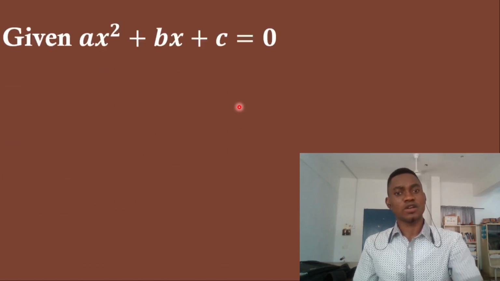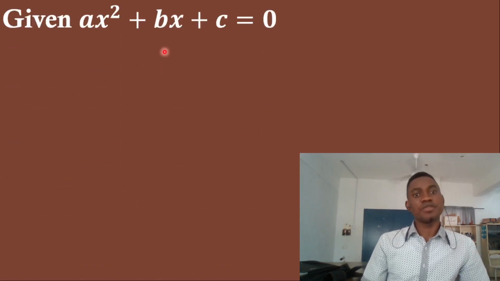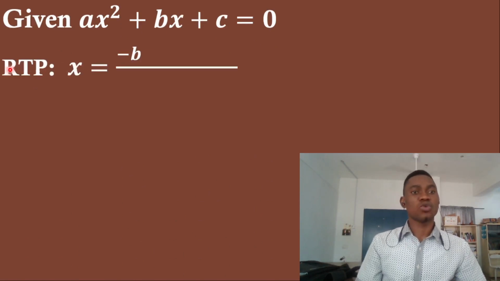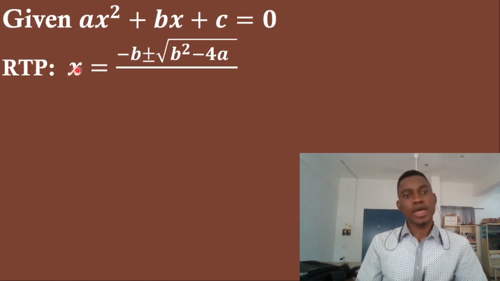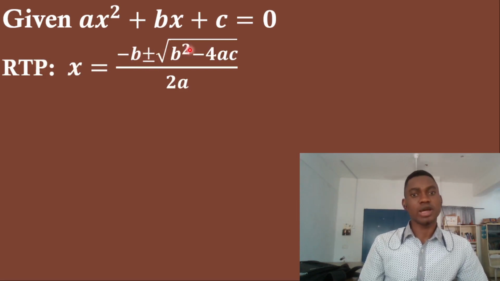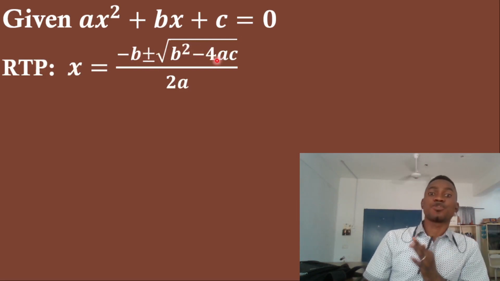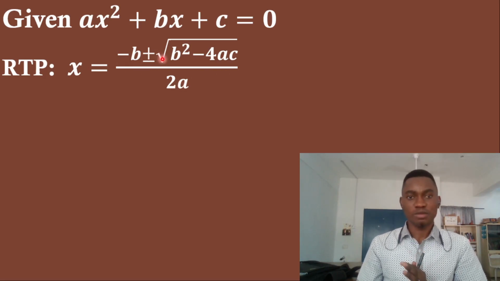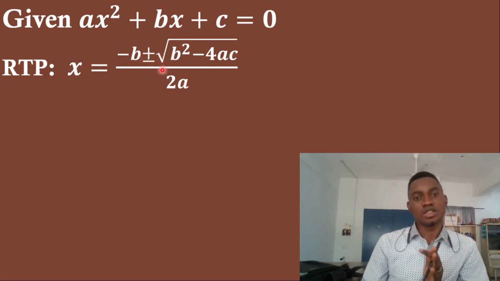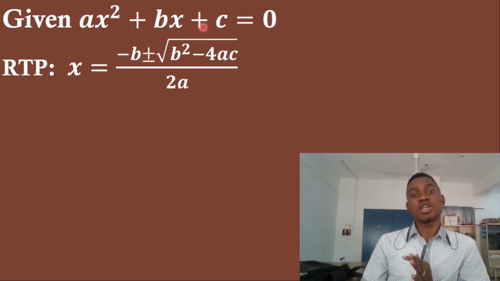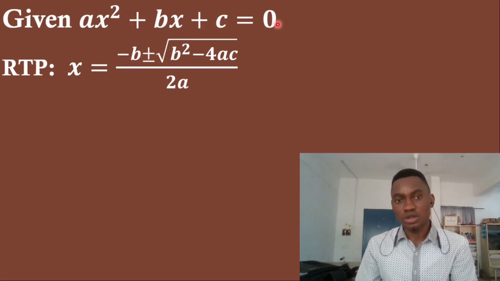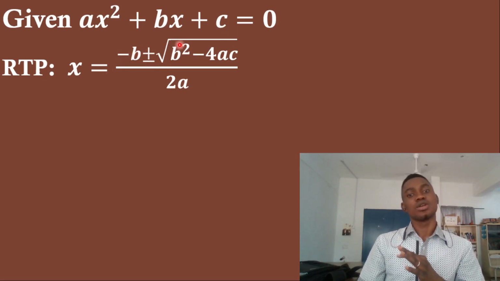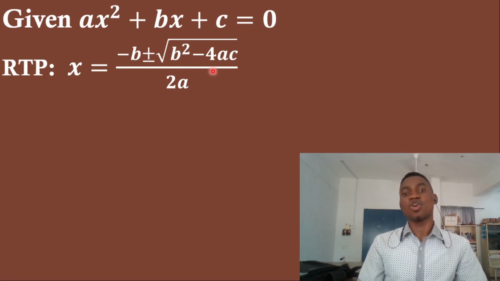All right, let's look at our quadratic equation. We have ax squared plus bx plus c equal to 0. We are required to prove that x is equal to minus b plus or minus root of b squared minus 4ac all over 2a. This is the quadratic formula, and this is our destination. Ax squared plus bx plus c equal to 0 is like the question, and the answer is x equals minus b plus or minus root of b squared minus 4ac all over 2a.